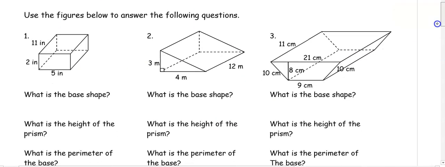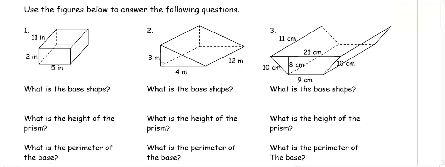So let's look at some different prisms and answer the following questions. In number one, what is the shape of our base? Well, because it's a rectangular prism, we can just use the one on the top and the bottom. So our base is the shape of a rectangle. What is the height of the prism? If our base is the top and bottom sides, our height is the distance between it. So our height would be 2 inches.